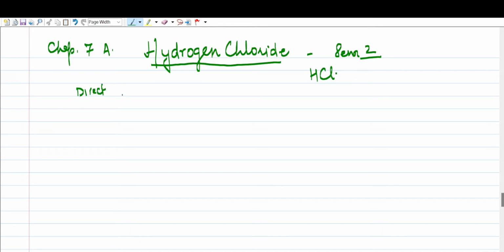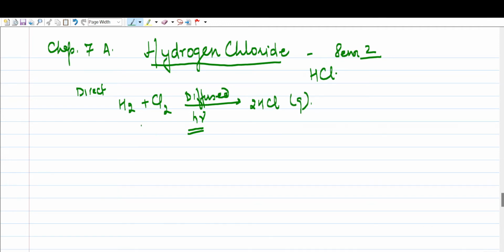In the direct combination method, we take hydrogen gas, we take chlorine gas, and the condition is diffused sunlight. In the presence of diffused sunlight, you are going to get two molecules of hydrogen chloride gas. Right, this is one method of preparing hydrogen chloride gas.